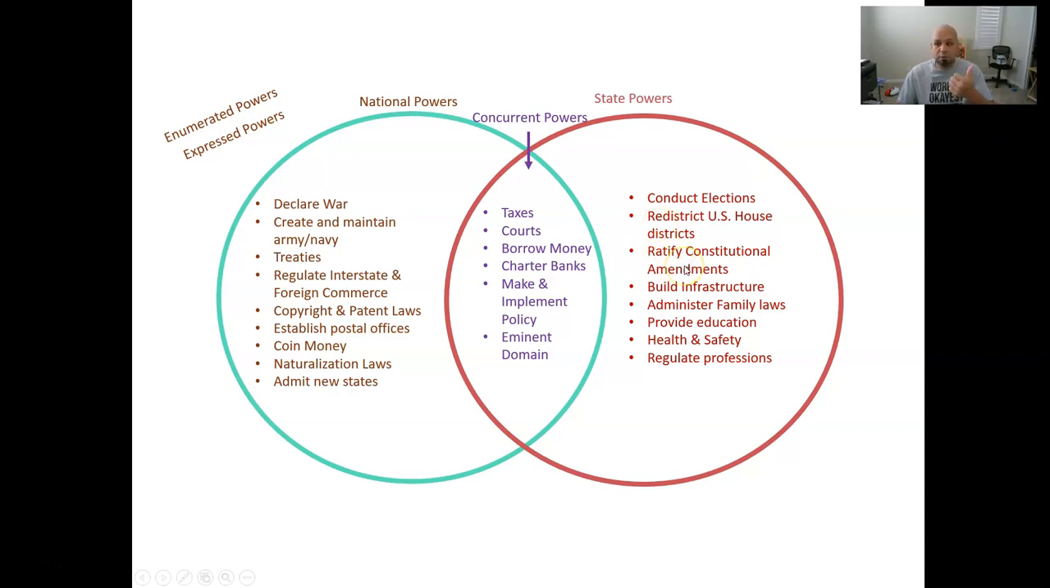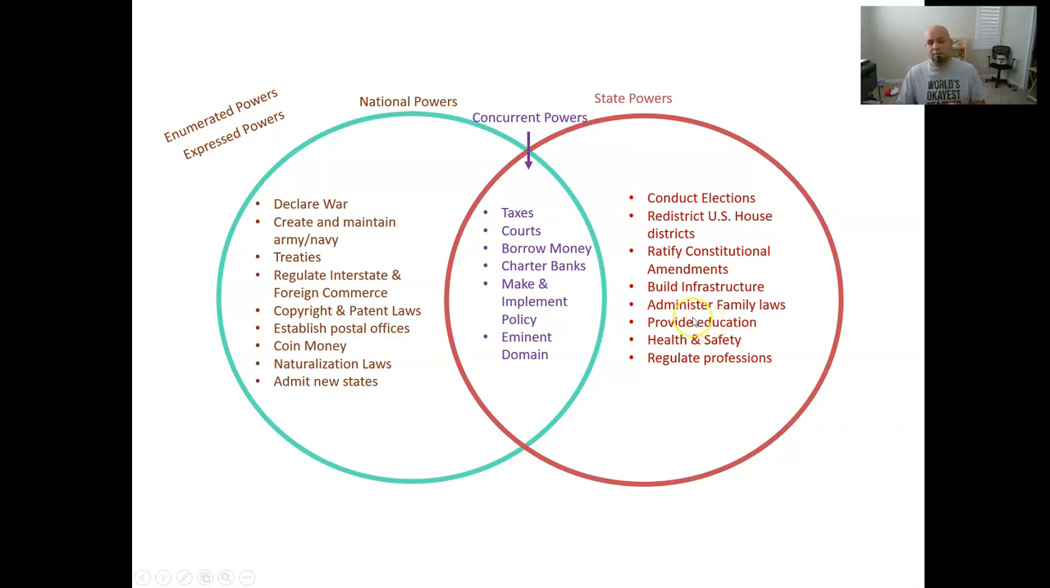All right, state power also includes ratifying constitutional amendments. Remember, Congress proposes, states ratify. Okay, building infrastructure: roads, highways, ports, bridges, technically railroads and airports one day, but those don't exist just yet when we're talking about this, but eventually, yes. Okay, administer family laws. And this is important. This is like divorces and marriages and all that stuff. Okay. Provide education. It's a state's responsibility. I get paid by the state of California. I do not get paid by the national government.